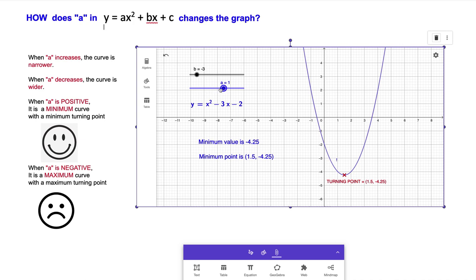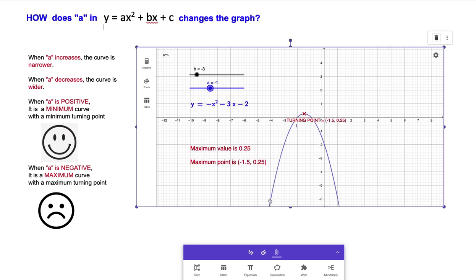So when a is negative, the curve is inverted and we have a frown. So when a is negative, we have a maximum value of y. There's no more value above that. The maximum value here in this case is 0.25, and we have a maximum point. So when a is negative, we frown. So when we frown, there will be a highest value, which is the maximum value, and we have a maximum point.